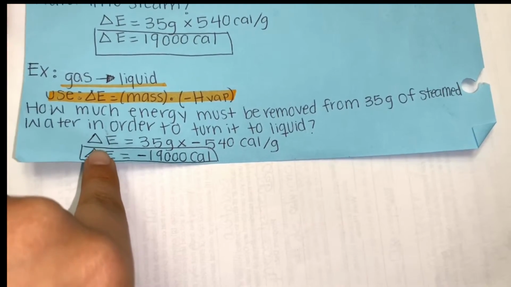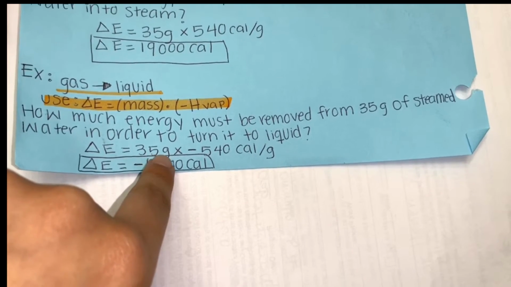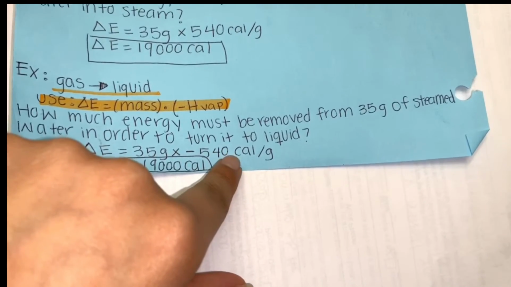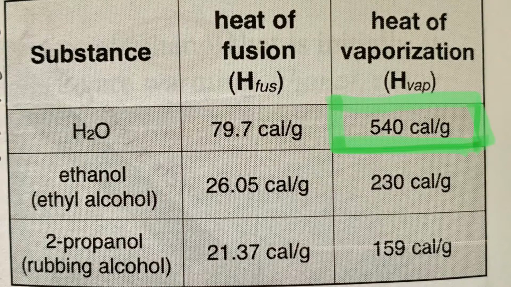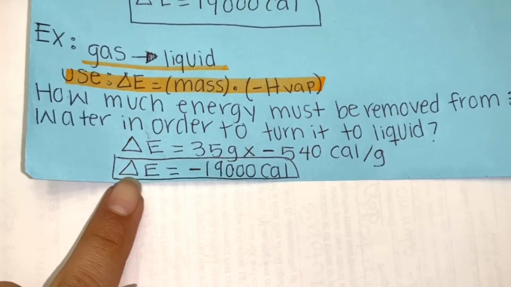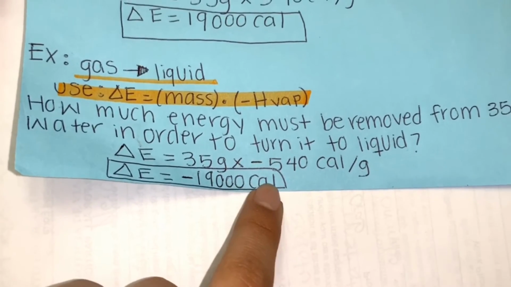So we will do change in energy equals 35 grams times negative 540 calories per gram. According to our heat of fusion, heat of vaporization table, we look at our substance water and we look at heat of vaporization. We know that it's 540 calories per gram, but remember it's negative. Once we do that, we end with change in energy equals negative 19,000 calories.